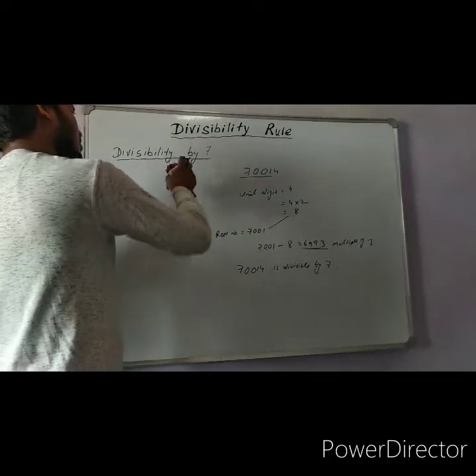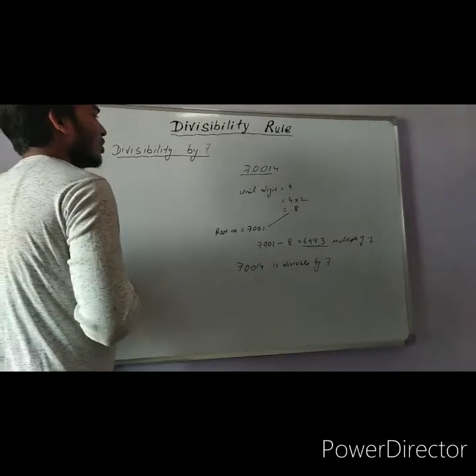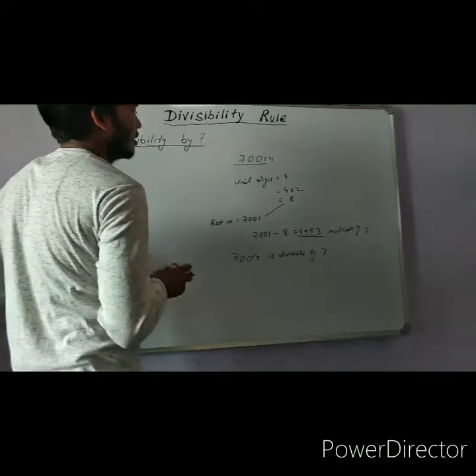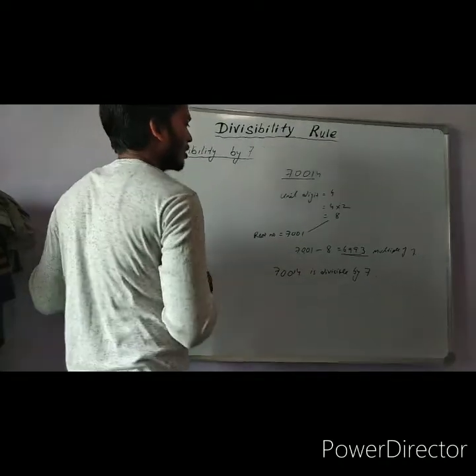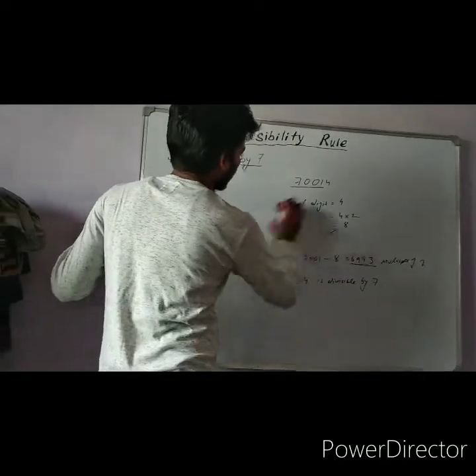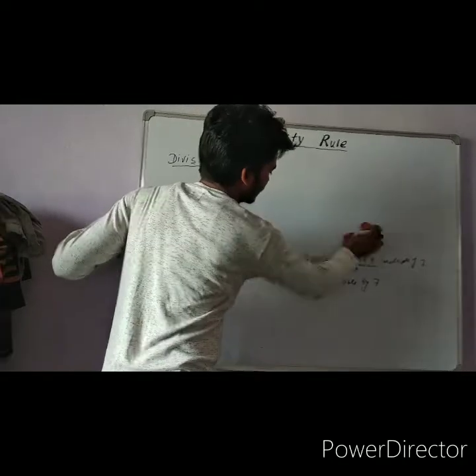Actually, this divisibility rule for 7 is not applicable for larger numbers. It is only applicable for smaller numbers. So generally this rule is not given in the book.